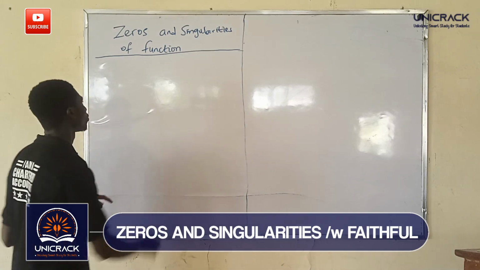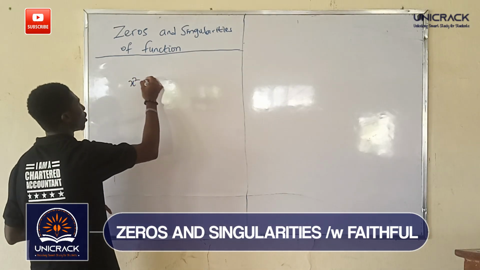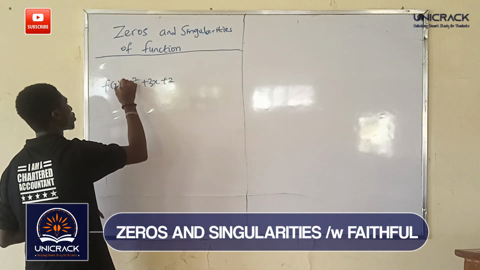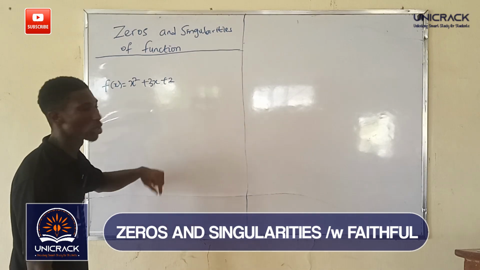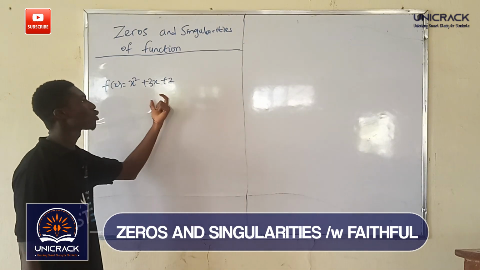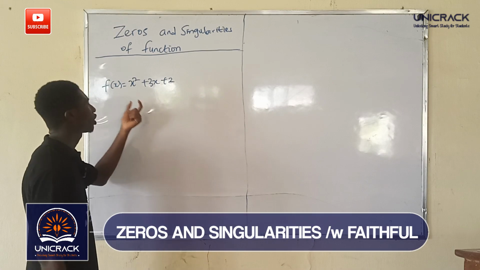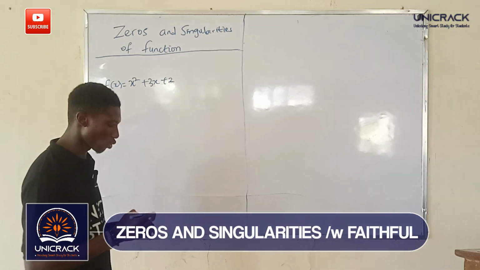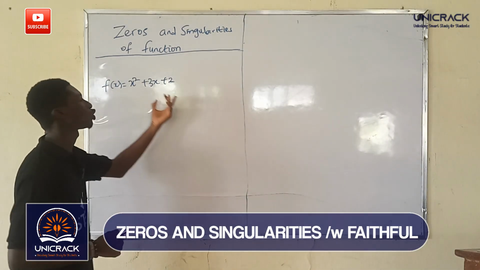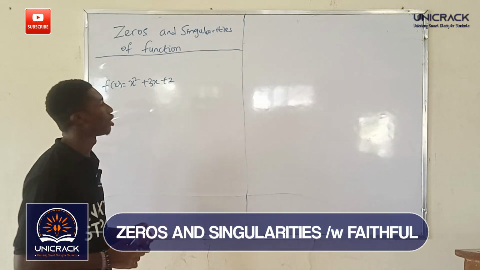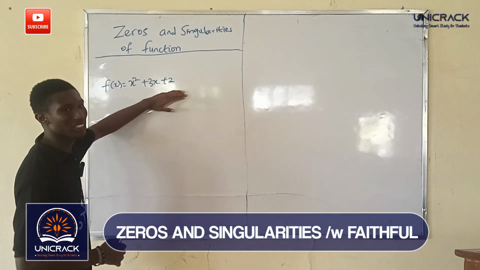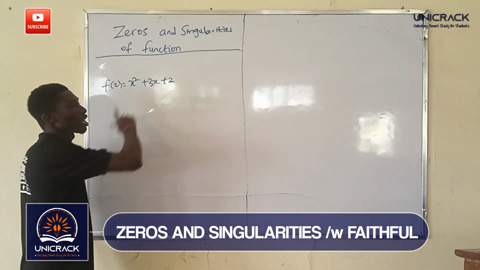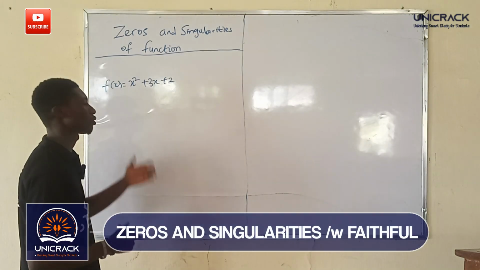So let's say we have a function f of x, which is equal to x squared plus 3x plus 2, and we are asked to find the zeros of this function. In order to find the zeros of this function, we would have to find the values of x that will make this function equal to what? 0. Now, as you can see, we have a quadratic function here because the x has the highest power of 2.